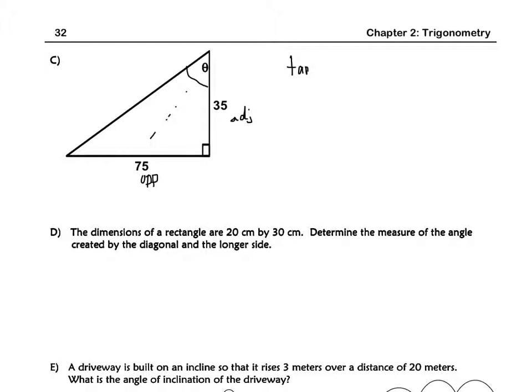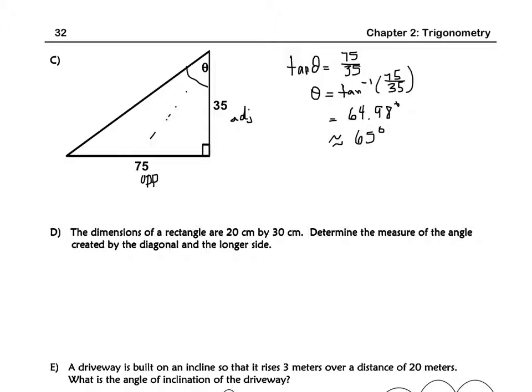So if we set tan of the angle equals 75 over 35, then we know that the angle is inverse tan of 75 over 35, which is 64.98 degrees, or approximately 65 degrees.